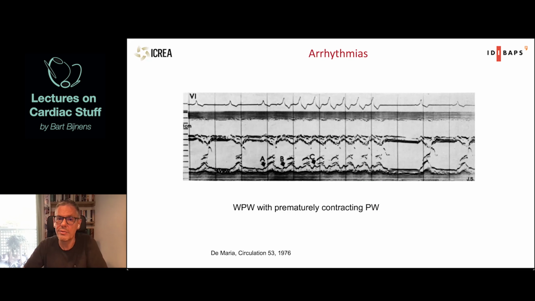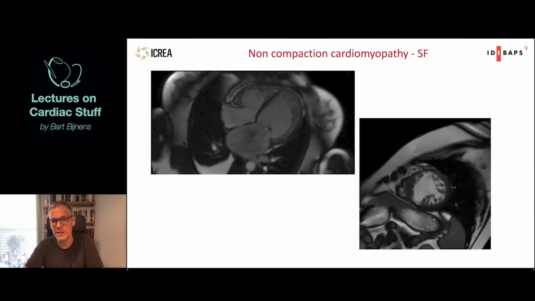Here is the example of Wolff-Parkinson-White syndrome, where because you have these accessory pathways between the atrium and the ventricle, in this case it's the lateral wall. So you see where there's an abnormal early activation, depending on when it occurs, you really see again this flash-like pattern. So it really depends on the timing and the loading of the surrounding segments how this goes on.